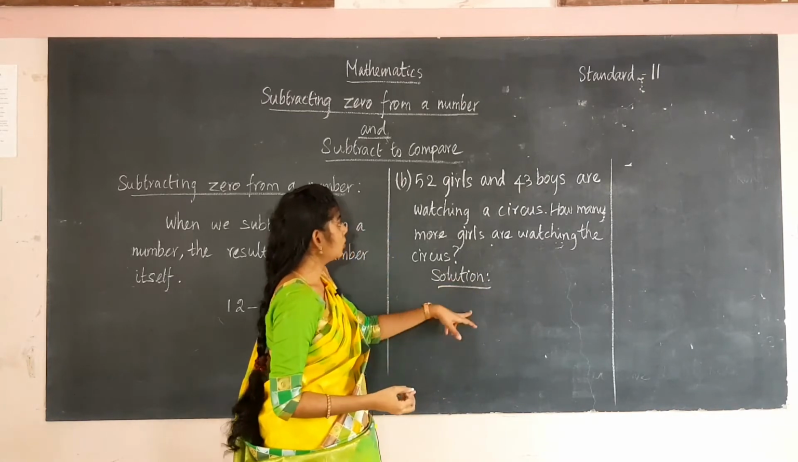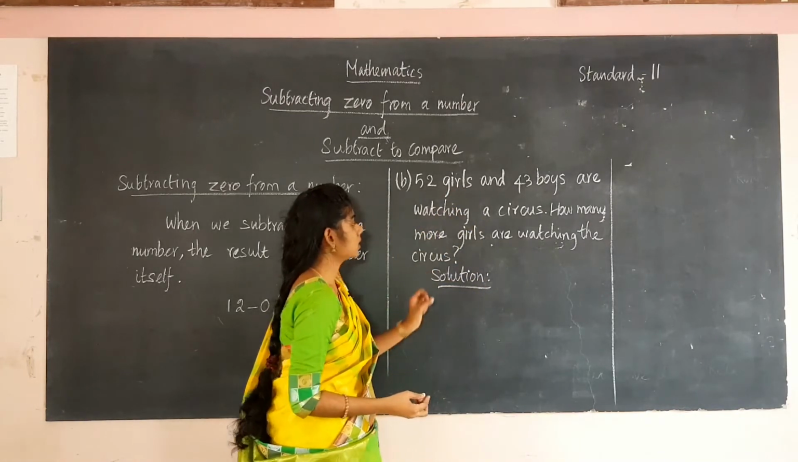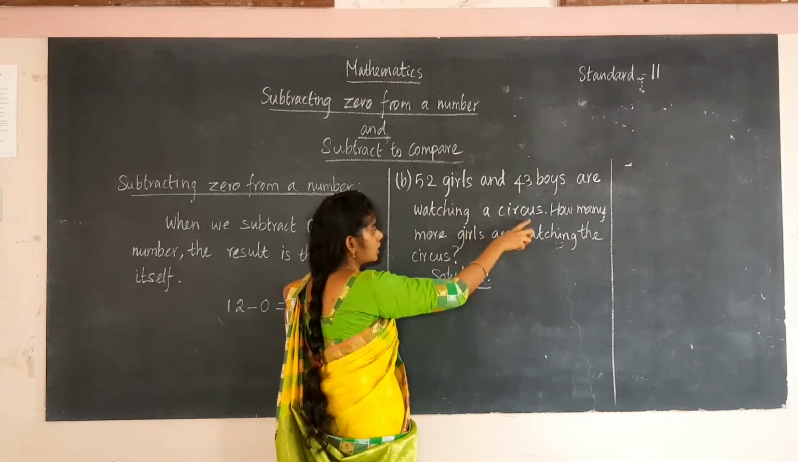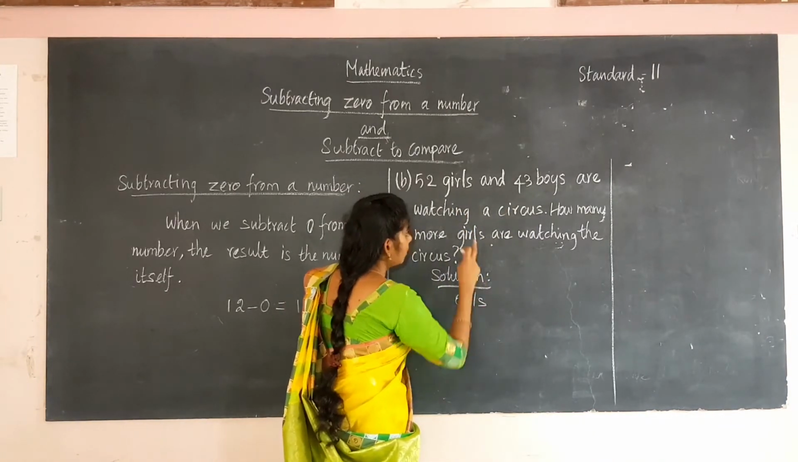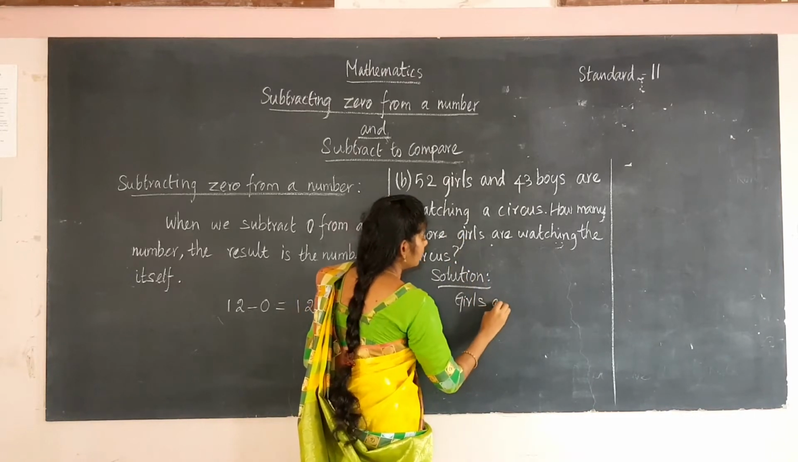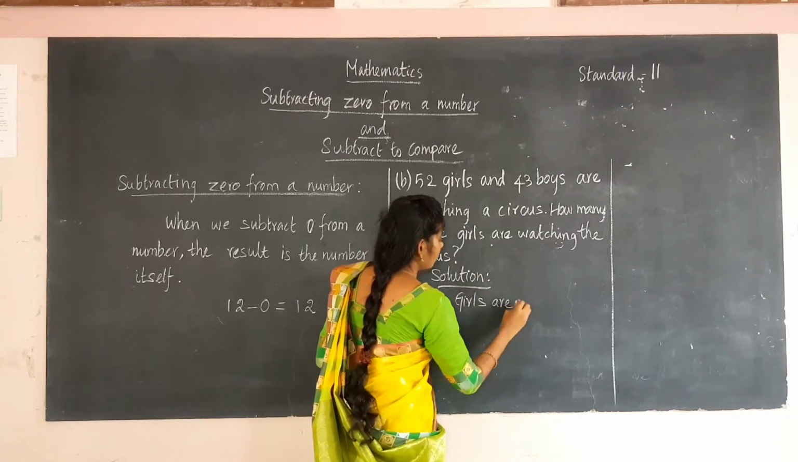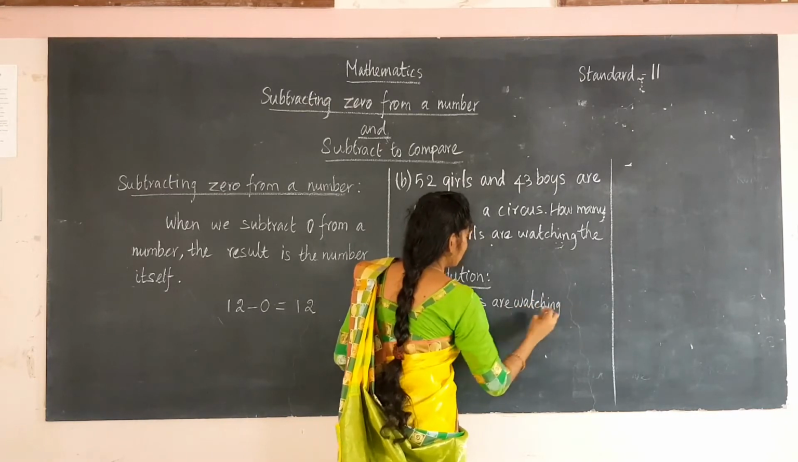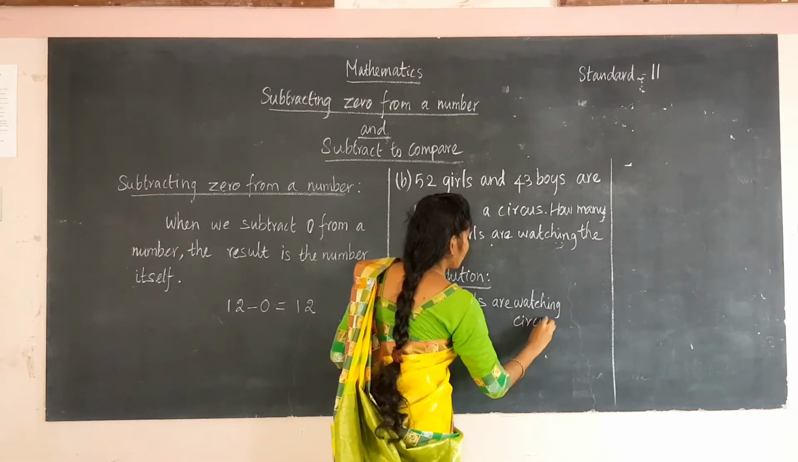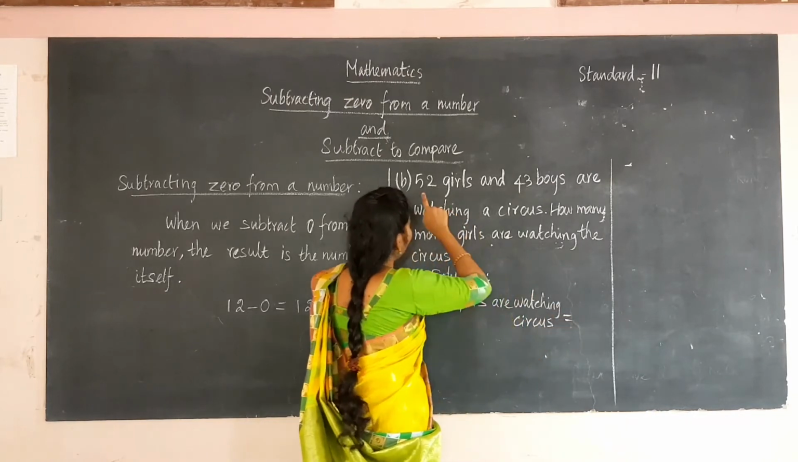For the solution, first we have to write the girls' number. The girls who are watching the circus. So write "girls" alone. Girls who are watching circus. The number is 52.